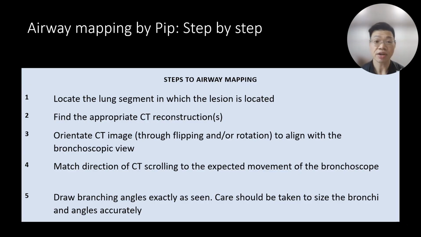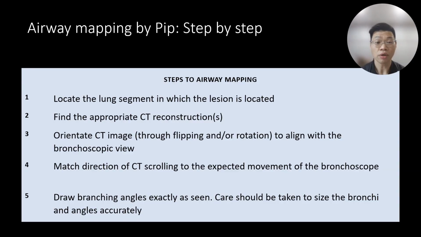To recap, this is our framework on the 5 steps to airway mapping. We will go through this together, step by step. The first step is to locate the lung segment in which the lesion is located. Take a moment to rewind the video if you need to review the CT scan and lock in your answer. Yes, it is in the left upper lobe, specifically in the LB1+2 segment.